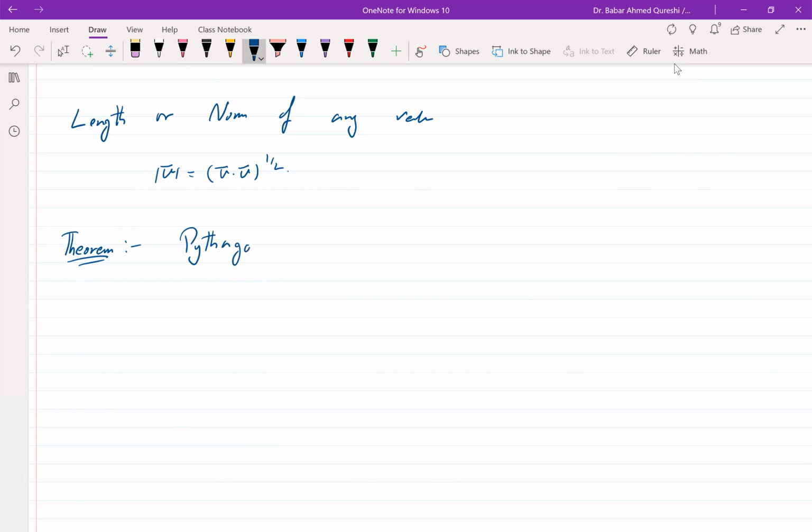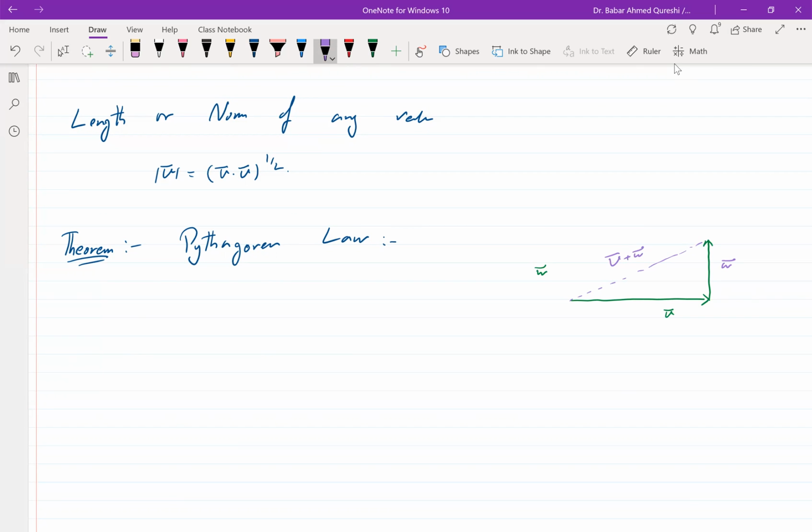Pythagorean law. So if I consider geometric vectors, v and w, I know how to add them. I put this w over here. This is w now, and this is v plus w.